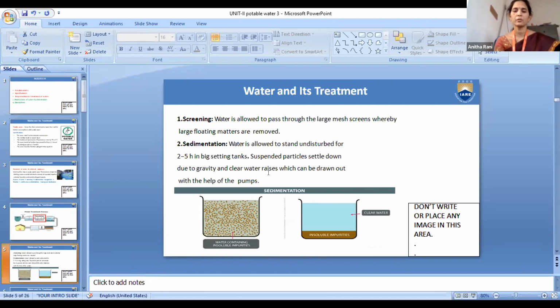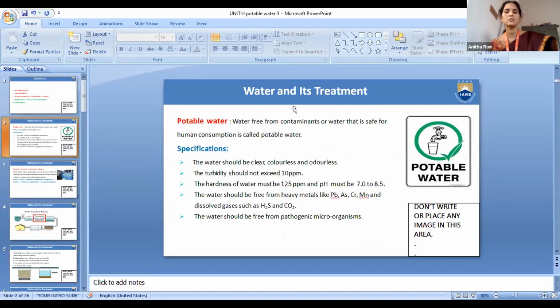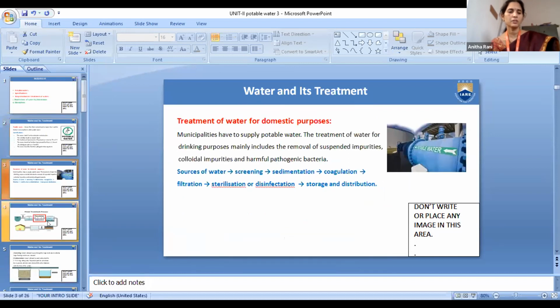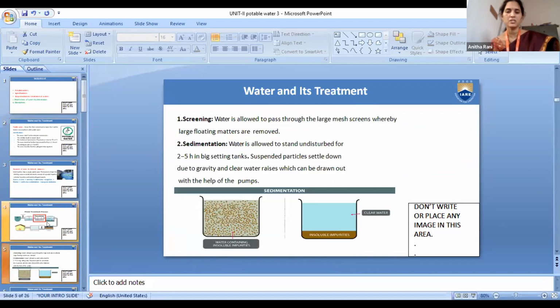Okay students, today we are stopping now. I only told you about 2 points, and tomorrow I will revise again. You have to remember what potable water is, and the specifications. Tomorrow we'll start again, and I will revise the first and second steps. Understood?